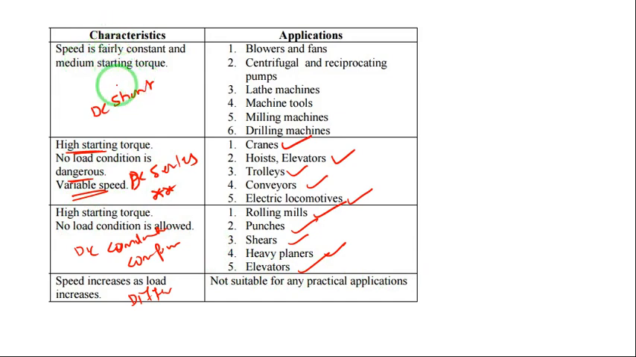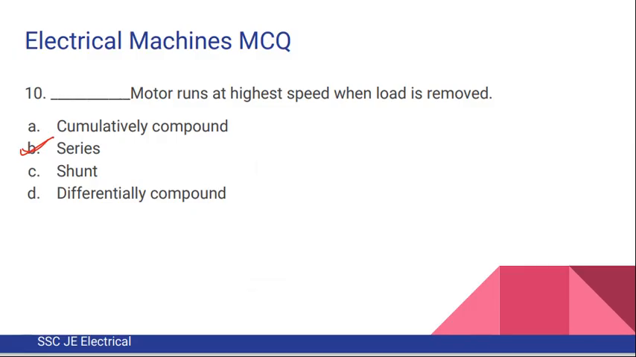Regarding the DC shunt motor, speed is fairly constant and it has medium starting torque. The applications are lathe machines, very important, and milling also: blowers and fans, centrifugal and reciprocating pumps, lathe machines, machine tools, milling machines and drilling machines. So these are the applications of DC shunt, DC series and DC compound. Last question: the motor that runs at highest speed when load is removed is DC series.